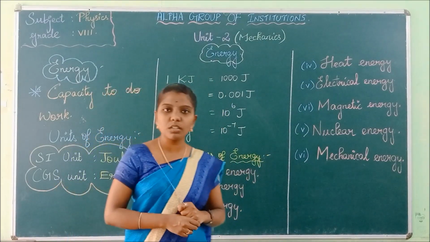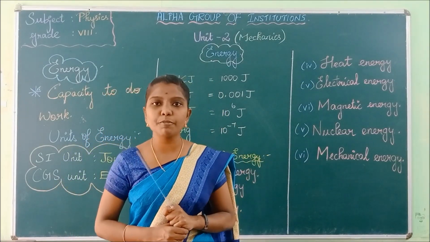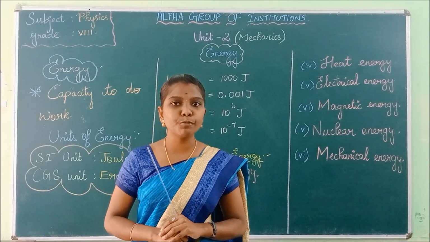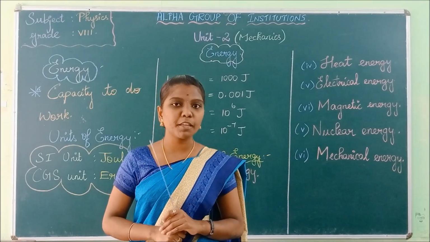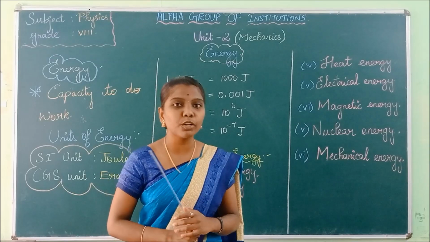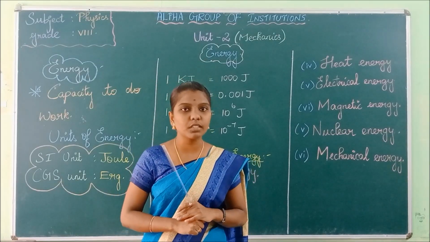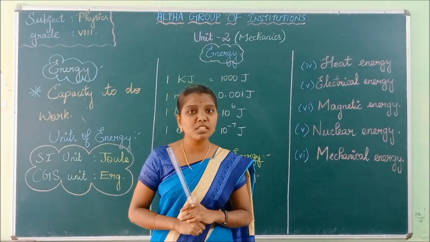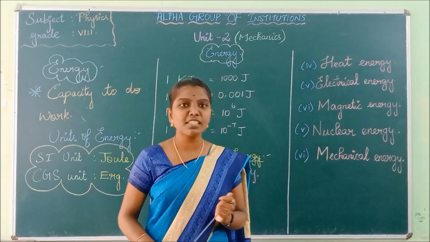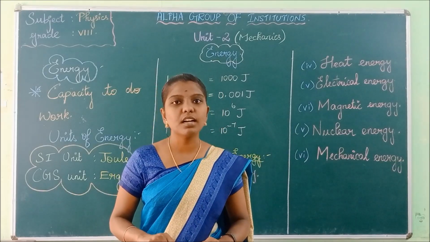We have seen what is work, right? What is the formula for work? Work is equal to force into displacement, F into D. What is the SI unit of work? SI unit of work is Joule. In CGS system, what is the unit of work? In CGS system, the unit of work is Erg.